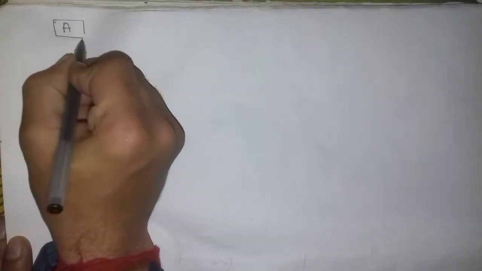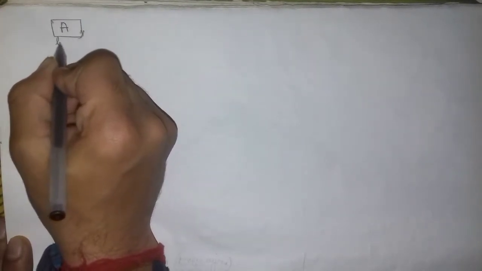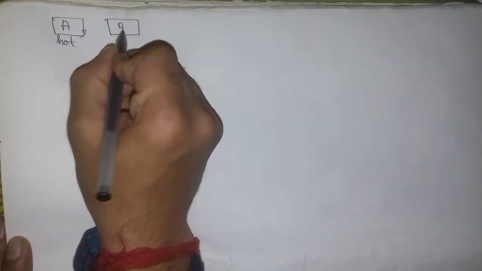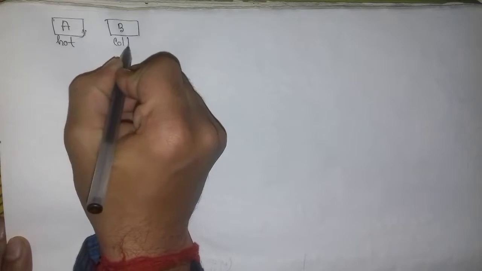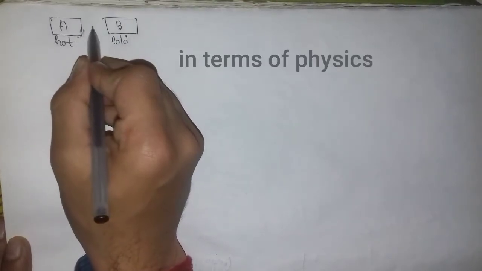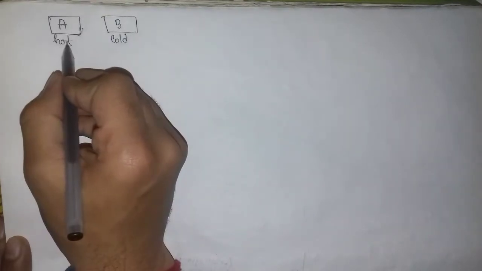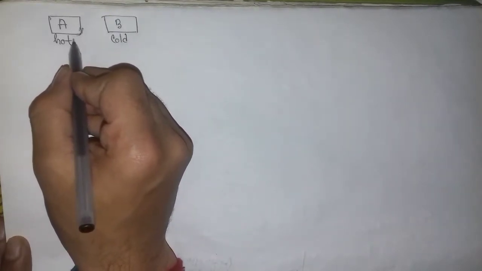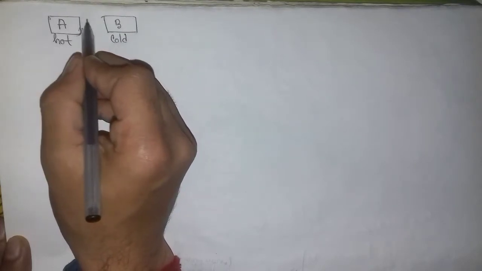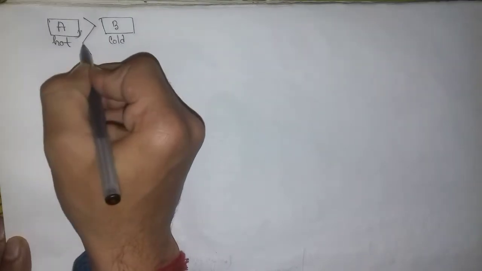What does it mean? A system A is hot, or I can say a system is cold. Generally, in the terms of physics, we are saying that a system A is hot if system A's molecules possess more kinetic energy than system B's molecules.